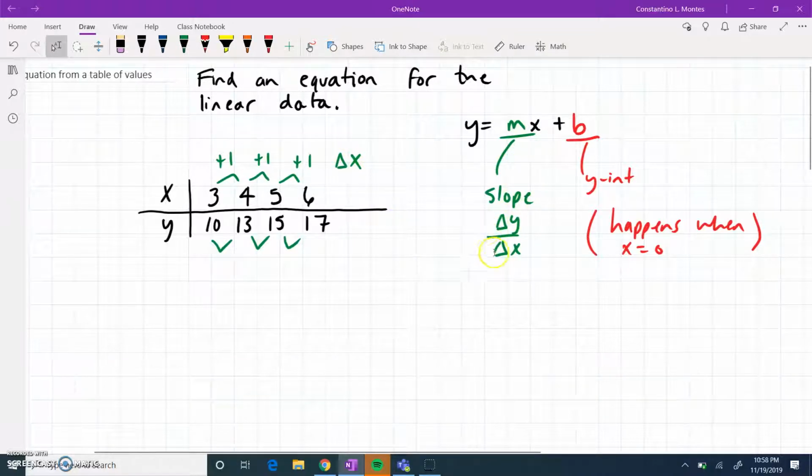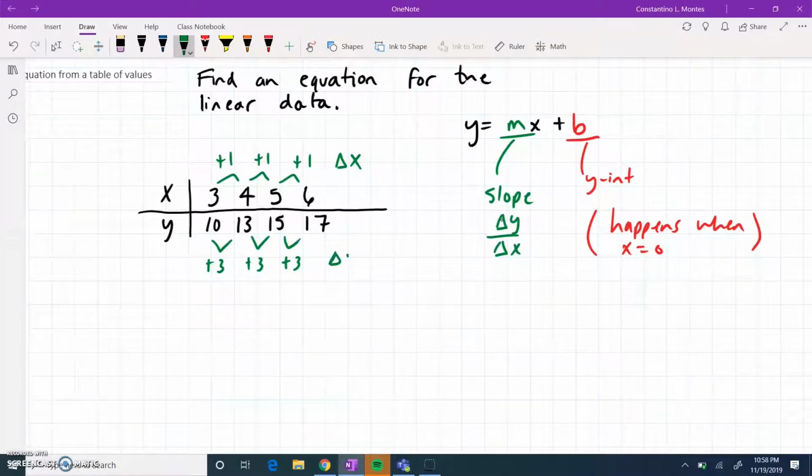Too many kids get this upside down, and I think I know why. The x is on the top row, the x variables, so people think that that goes on top, and because the y variables are on the bottom, the change in y should go on the bottom. But no, it's always change in y over change in x. Here we're adding 3 each time. Now, this is my change in y.